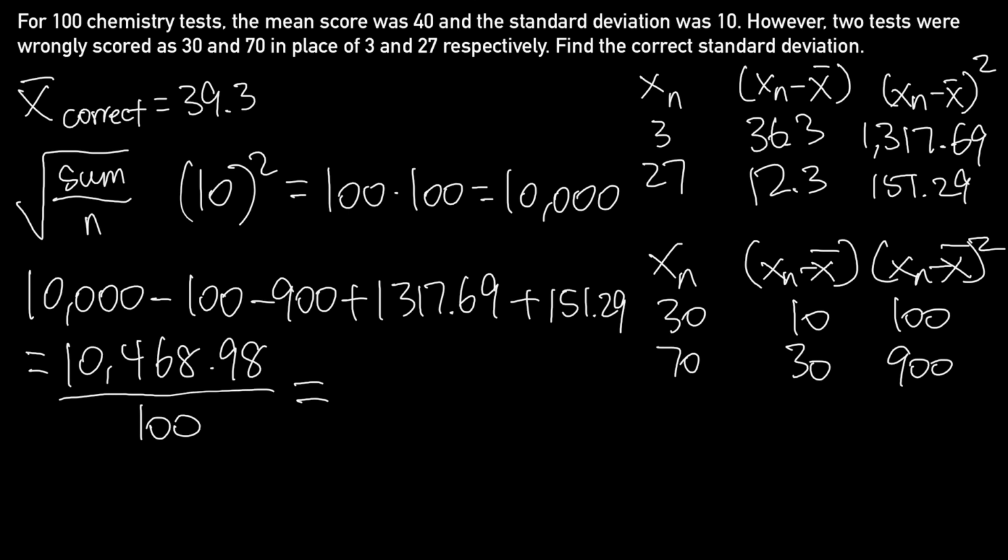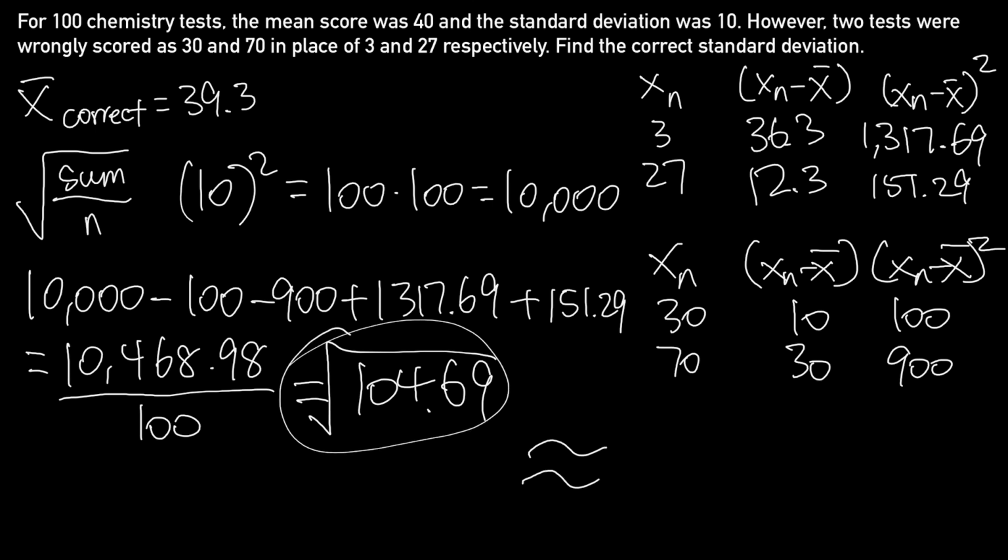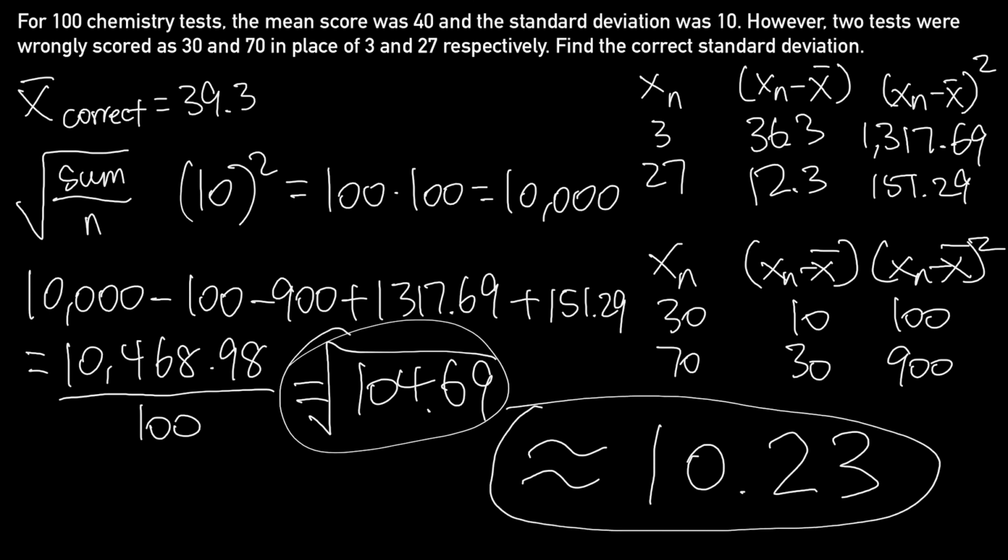Then we get 104.69. And then we just need to take the square root of that, and then we can find the correct standard deviation. And using a calculator, we can find that this value is approximately equal to 10.23. And that is your answer to the question.